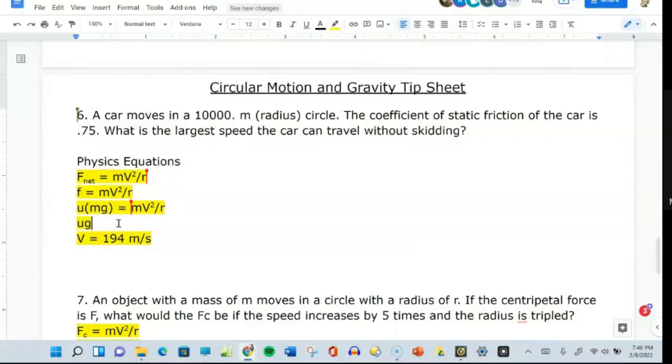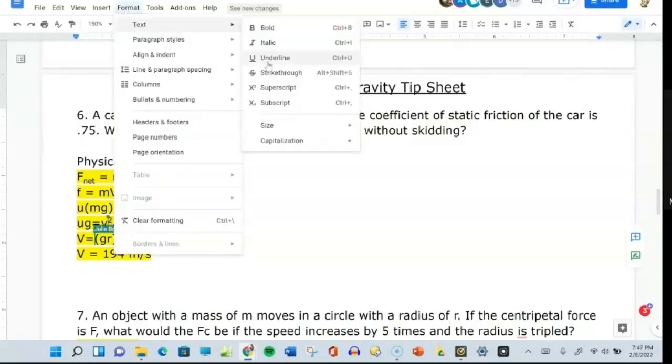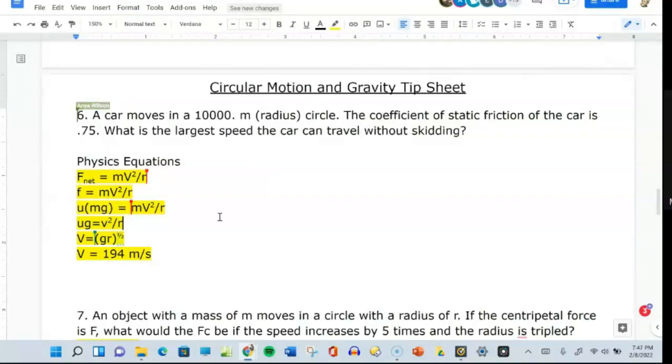UG equals V squared over R, and then what we have to do is solve for V, so the V becomes radical. I don't know if any of you know how to do radicals, but I'll just do it this way. Cross multiply GR, square root raised to the 1/2 power. I know some of you are pretty good. I think I just have to do this. Format, little superscript. Maybe somebody could do better.